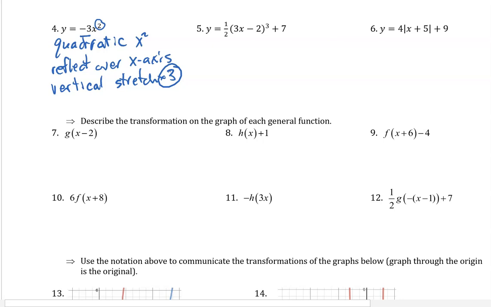So pause the video for a moment and try number 5 and number 6 on your own. Write down your answers, and when you restart, I'll give you the answer. So go ahead and pause.